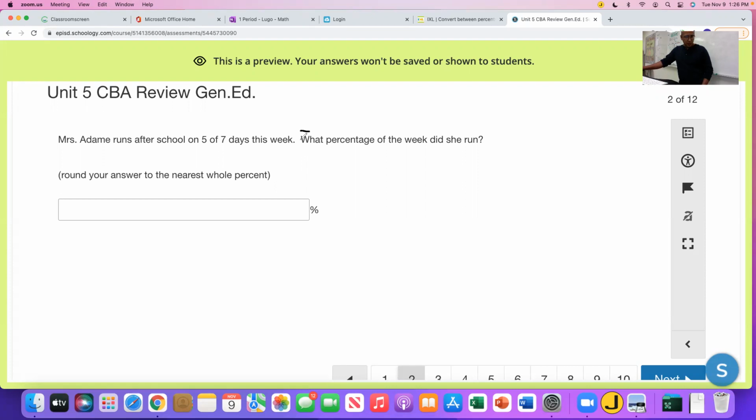All right, what I notice here is that it's asking here in the question, what percentage? Anytime, ladies and gentlemen, that's asking for a percentage, you know that I'm looking for something over 100, because a percent is always over 100. So what percentage over 100 is equivalent to the part out of the whole that is given to me? The part that she runs is 5 days out of the 7 days in the week. Part over whole, percent over 100.